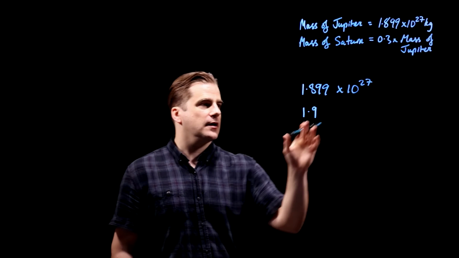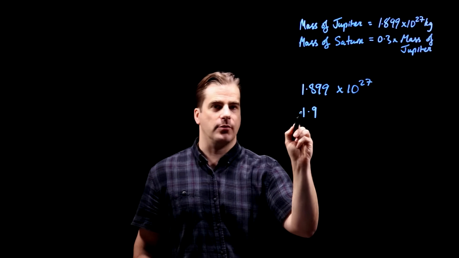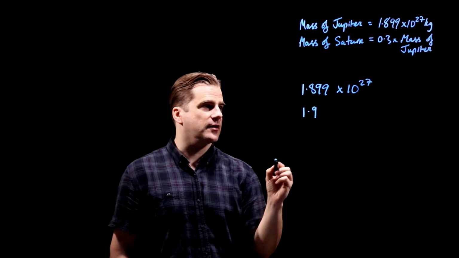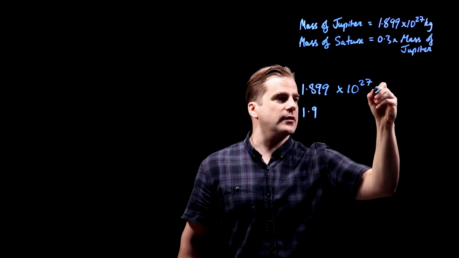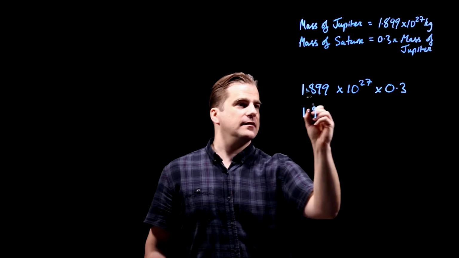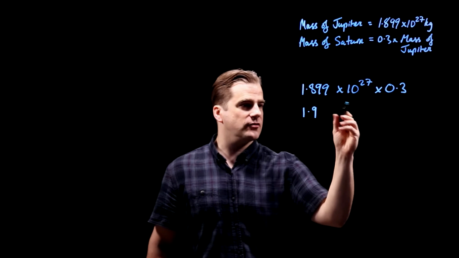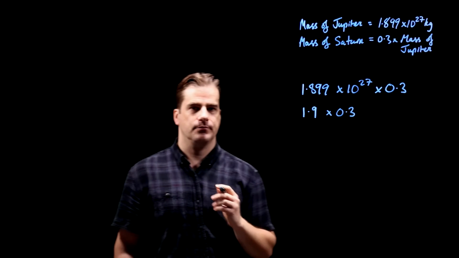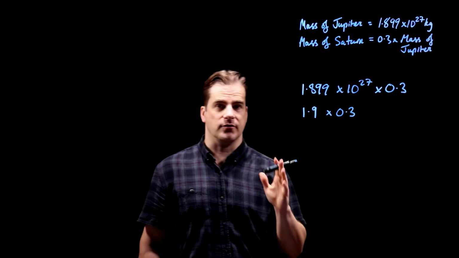So, again, forget about the 10 to 27. We'll do that at the end. Let's just worry about the 1.9. The mass of Saturn is 0.3 times the mass of Jupiter. So, okay, the exact value of the mass of Saturn is that. That's the mass of Jupiter times 0.3. So our estimate is this. Forget about 10 to 27, it's 1.9 times 0.3. Okay? So without a calculator, we have to do 1.9 times 0.3.